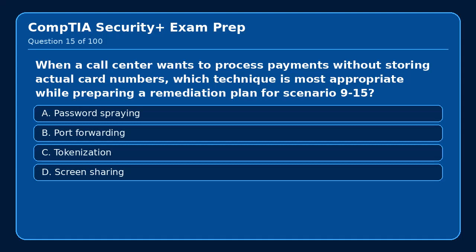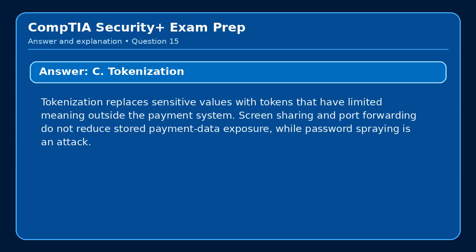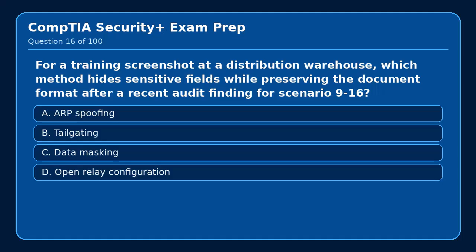Question 16. For a training screenshot at a distribution warehouse, which method hides sensitive fields while preserving the document format after a recent audit finding for scenario 9 to 16? A. ARP spoofing. B. Tailgating. C. Data masking. D. Open relay configuration. Take a moment to choose your answer.